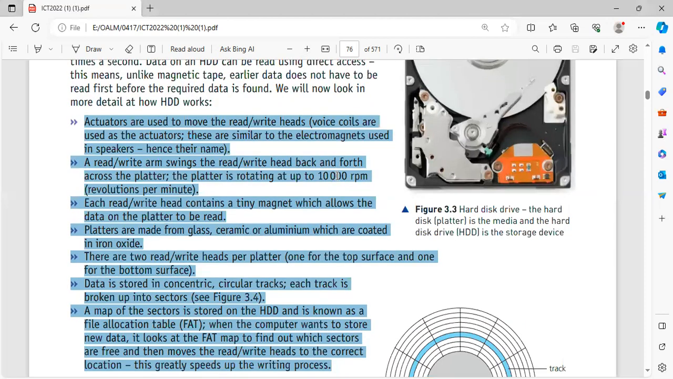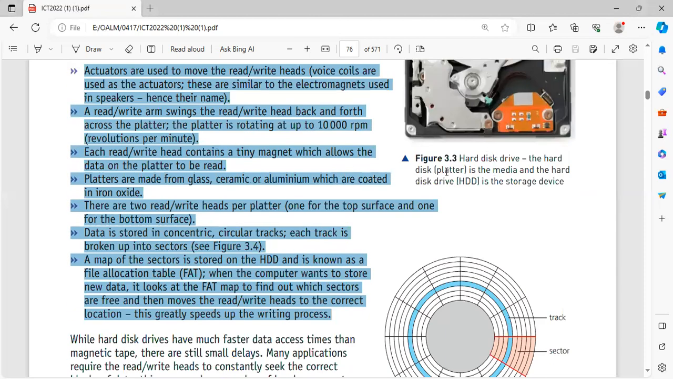So first of all, there's an actuator which moves the read and write head. The arm has a magnet to read the information on circular tracks, which is stored on the platter, which is made from glass, sometimes ceramic or aluminum. The data is stored in circular tracks and is divided into different sectors. And then there's a file allocation table, which is stored in the HDD. Whenever they want to store more information, they have to look at this table and see which sectors are free to store the data.